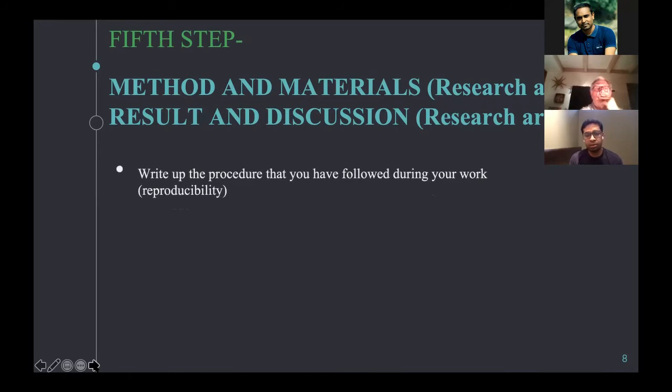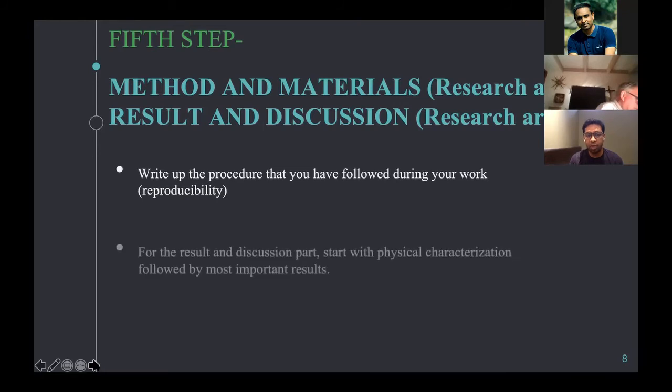So if anyone wants to reproduce your work, they will follow your method and material section, and they will be able to reproduce your work. So that will be the key part of your method and material. So summarize and write each and everything in your method and material part, what you have done during your experiment, each and everything. So this reproducibility is very important in the ethics of research. So that should be the highest priority we keep in mind.